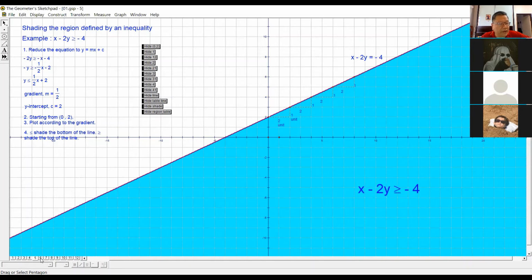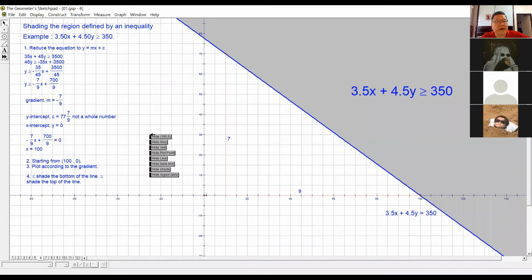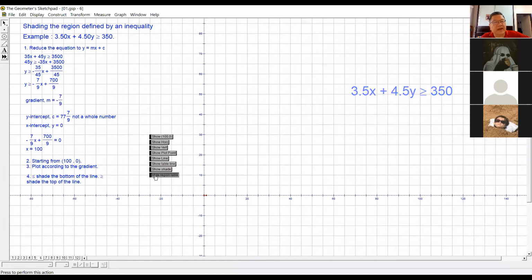No question, then I show you one last example before we go on to the problem. Before we go, I show you one more example. This example is important because of the scale, I have to show you. Shade the region defined by 3.5x plus 4.5y greater or equal to 350.